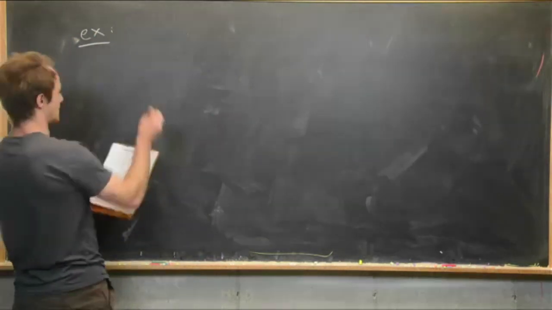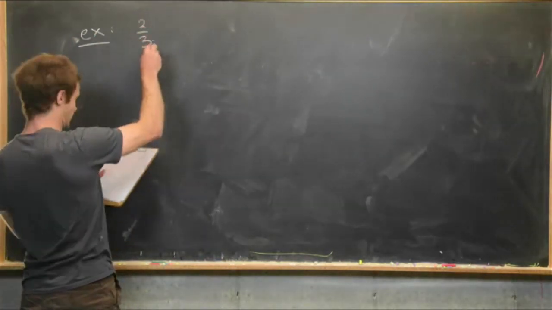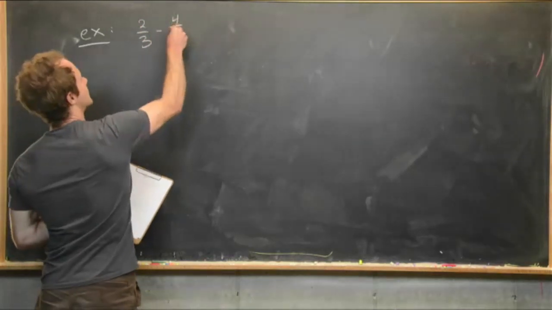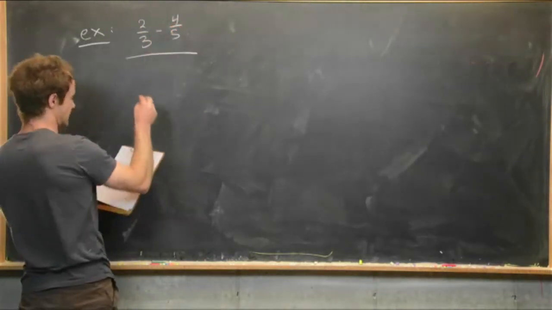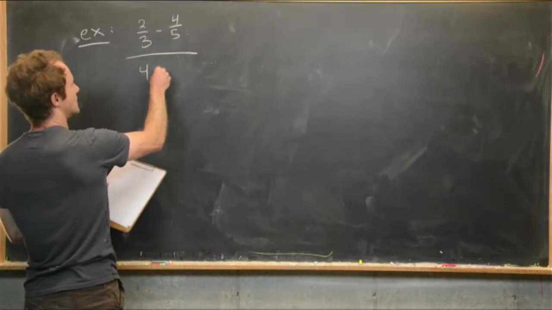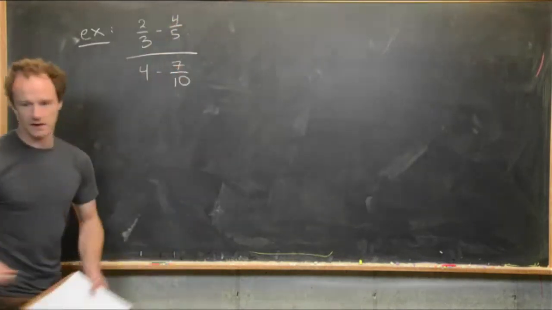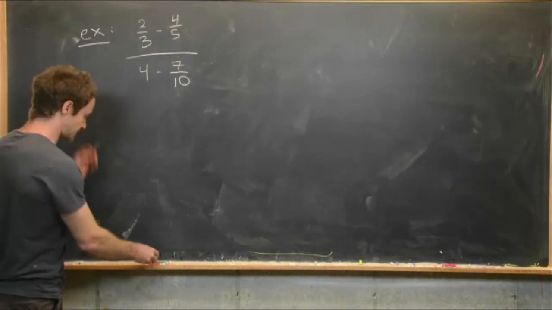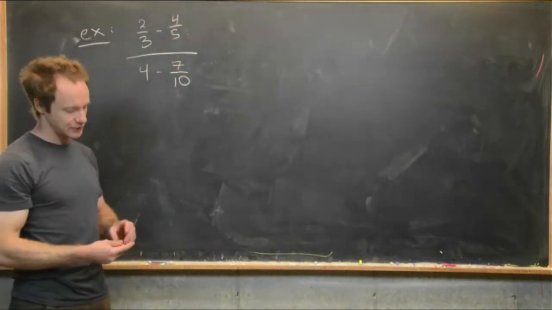So let's see. Let's start with maybe this one. Let's say we have 2 over 3 minus 4 over 5, all over 4 minus 7 over 10. Okay. So there are really two strategies for doing this one.